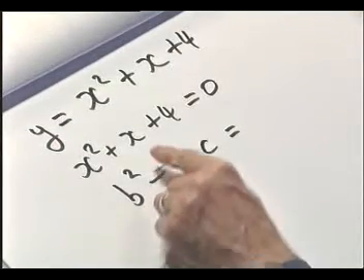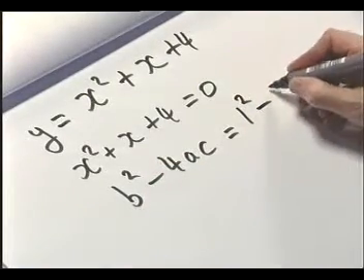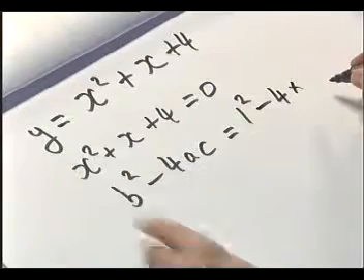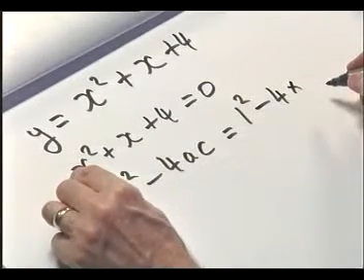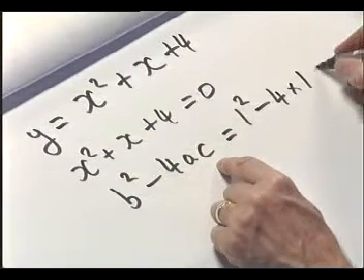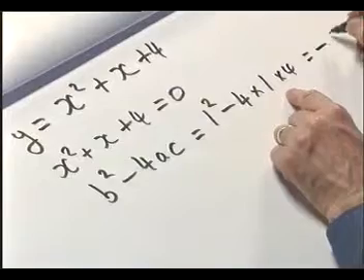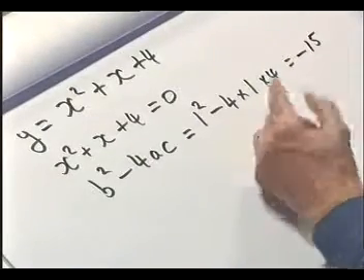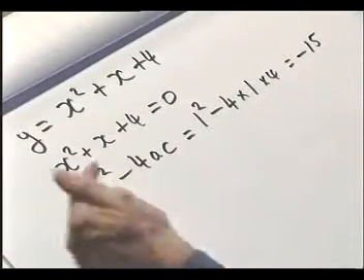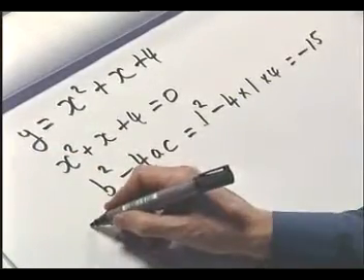So b squared, well, there's 1x, so b is equal to 1, so that's 1 squared minus 4 times a. Well, a is 1, because there's 1x squared, and c is 4. Well, that's 1 minus 16 is minus 15. It's less than 0. There are no roots for this equation, so it doesn't meet the x-axis.